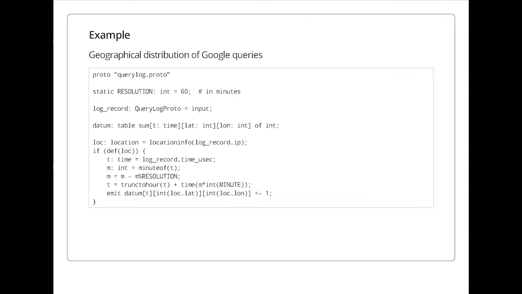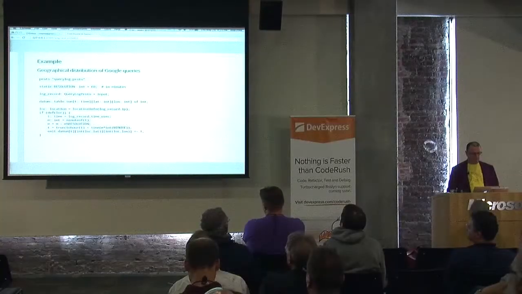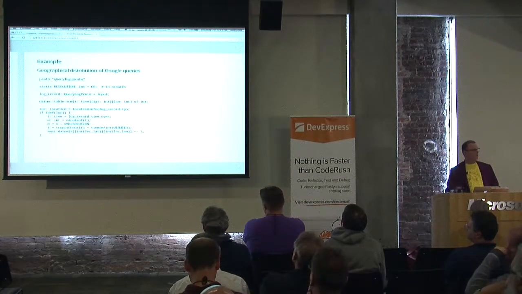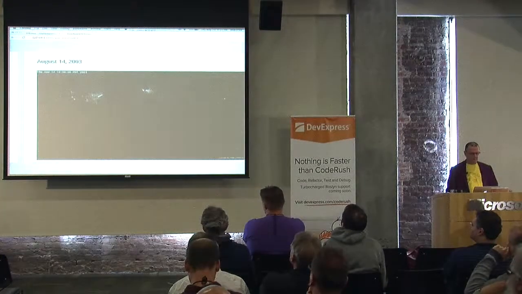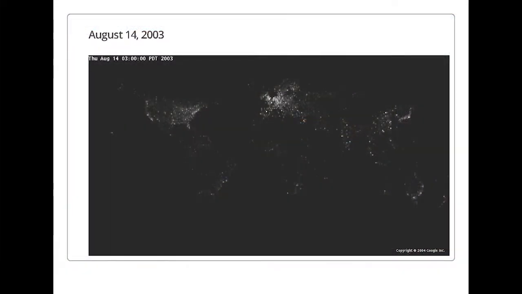And then this program computes the location information for the record, and if it succeeds in that calculation, that is, we were able to find a location for it, then we compute some values and emit one entry to the table. So it just counts this event occurred in this time interval at this location on the Earth. And 2 minutes later, we could print this graph, which I hope shows up.